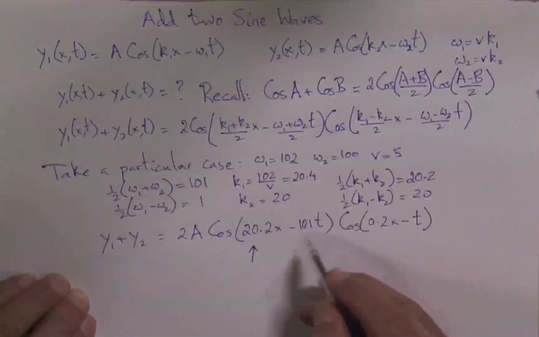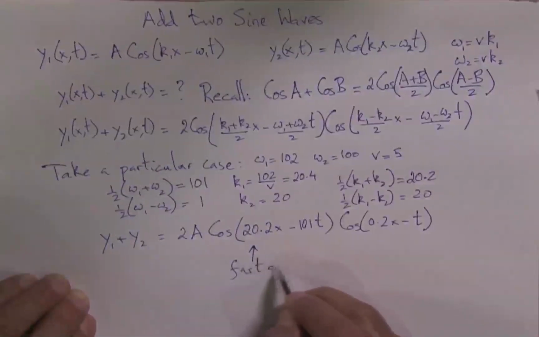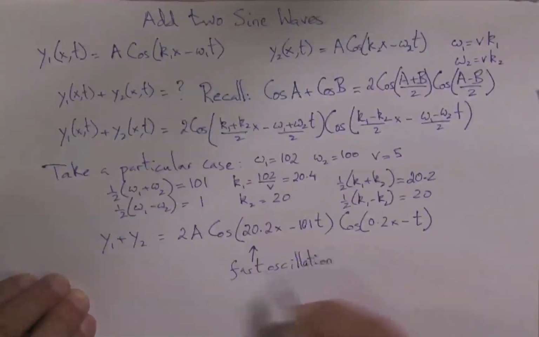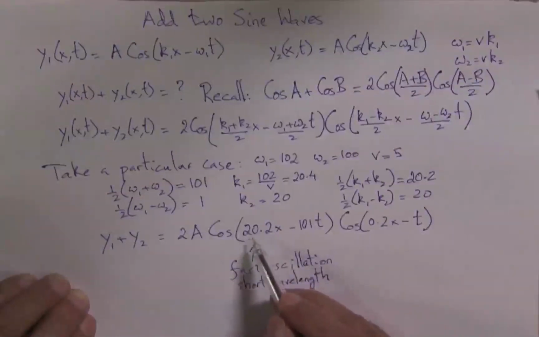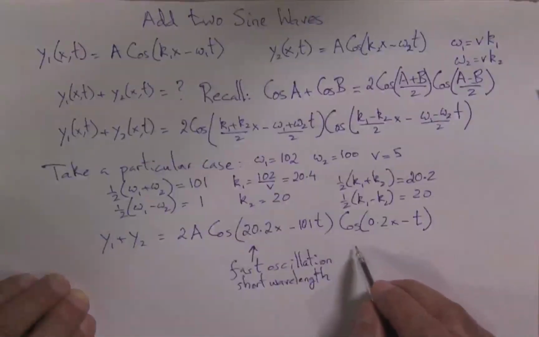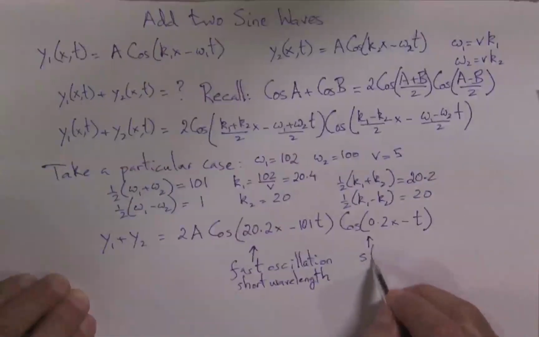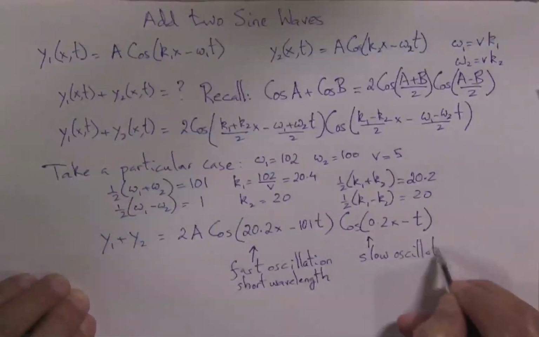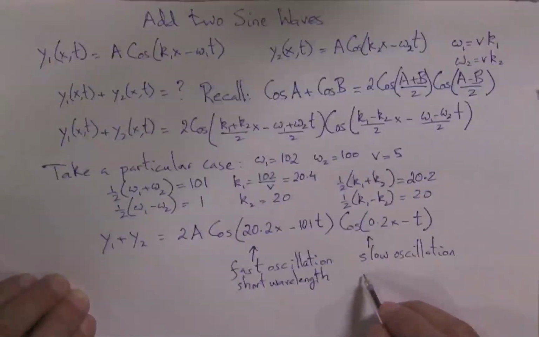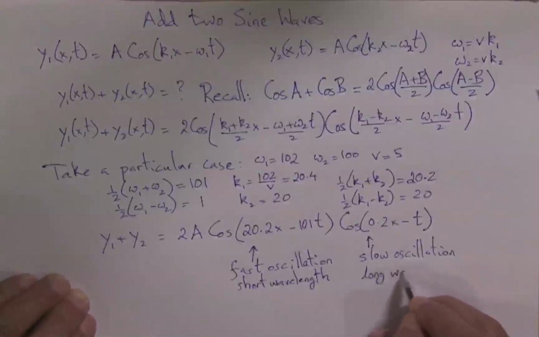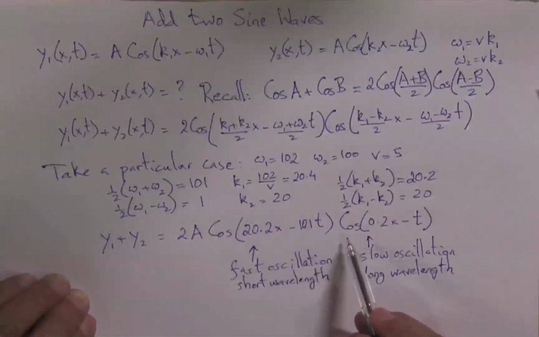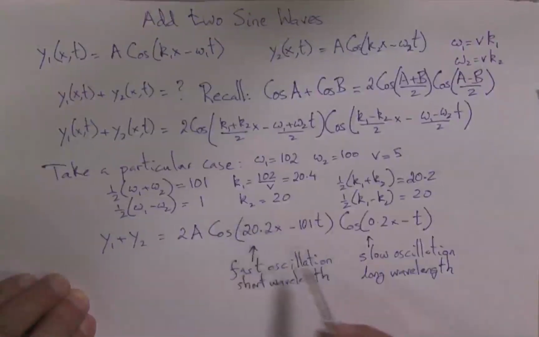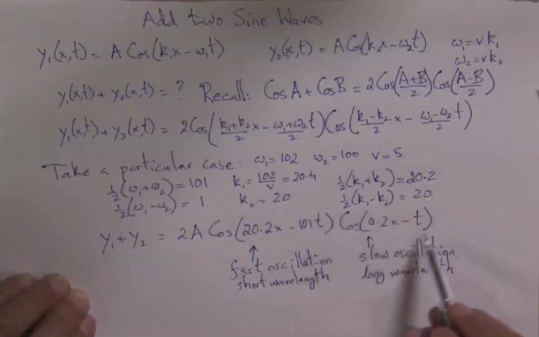So what we have here is fast oscillation and a short wavelength, of course. Short wavelength because this k here is large and lambda is 1 over k essentially. And this over here is the opposite. This is slow oscillation in time, and this has got a long wavelength. So there's something very fast being multiplied by something. This thing over here is changing very fast with time, and this is just changing the amplitude of that oscillation.